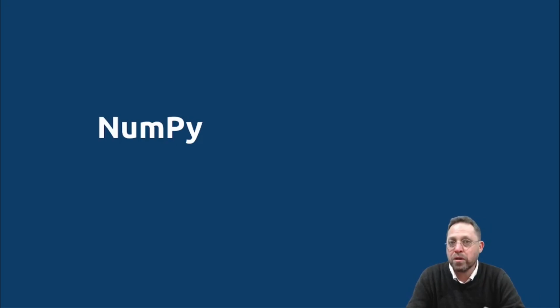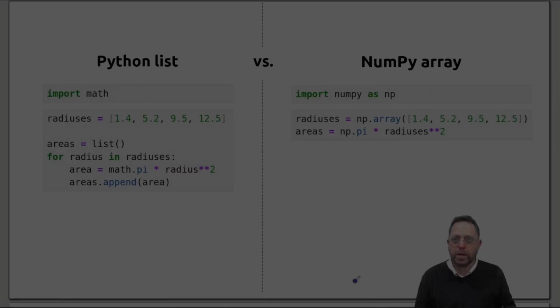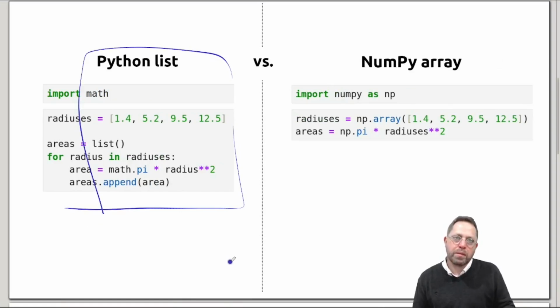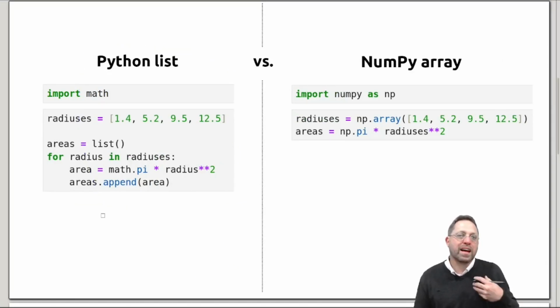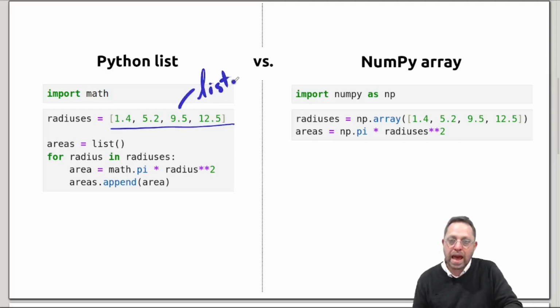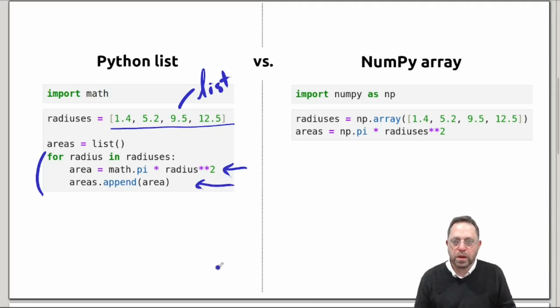So let me motivate it with a quick example. Recall this code that we wrote in a previous video. This is where we wanted to calculate the areas of various circles of different radius. And so we started by putting these radiuses into a Python list and then iterating through that list with a for loop, and within the for loop calculating the area corresponding to each radius and then storing those in another list. So now compare that to the analogous code written using NumPy.